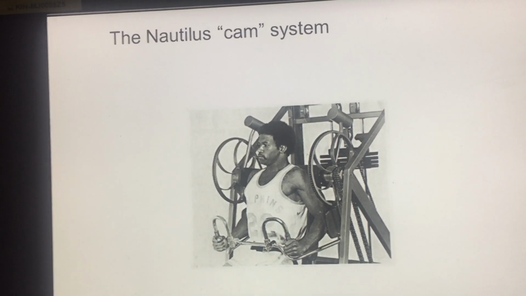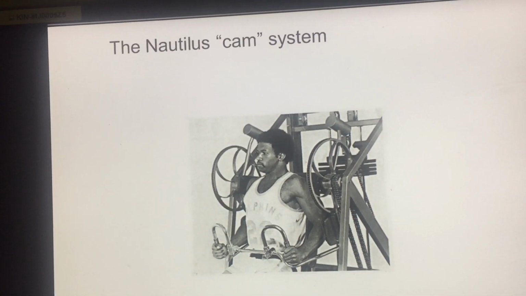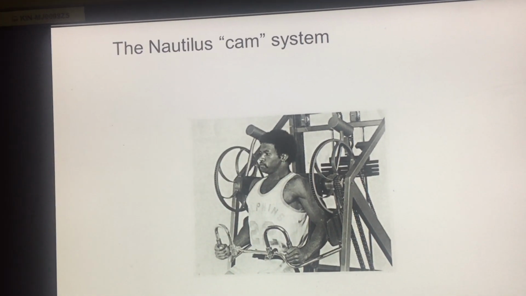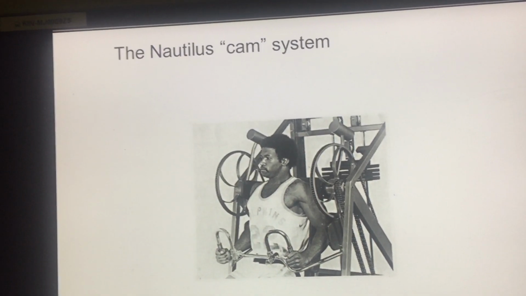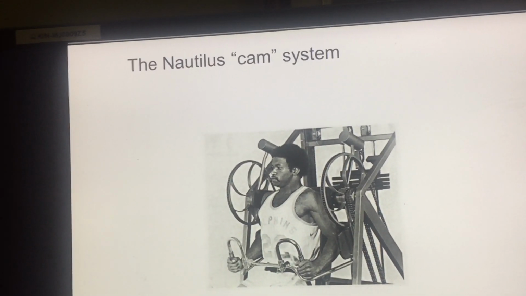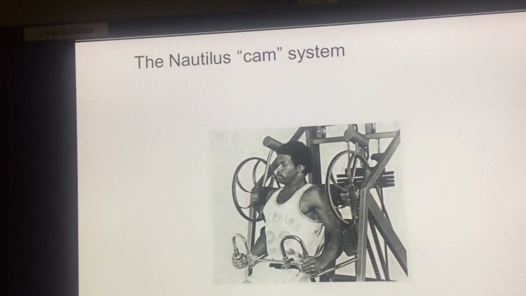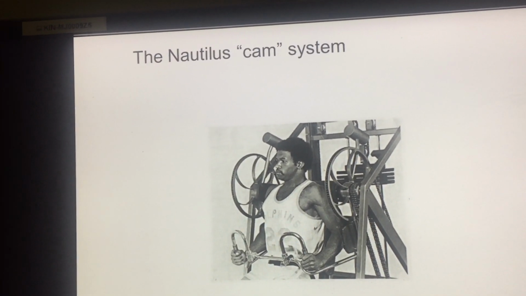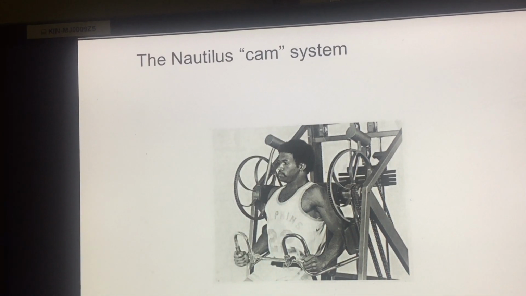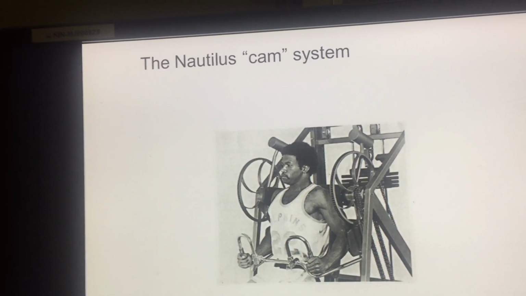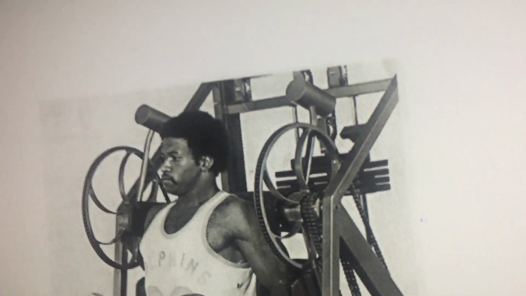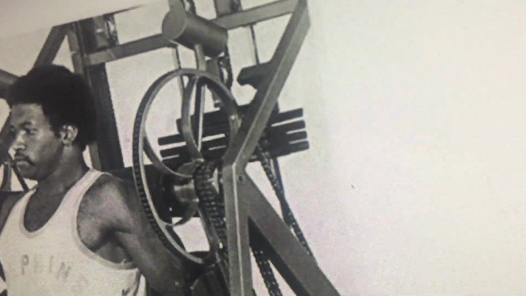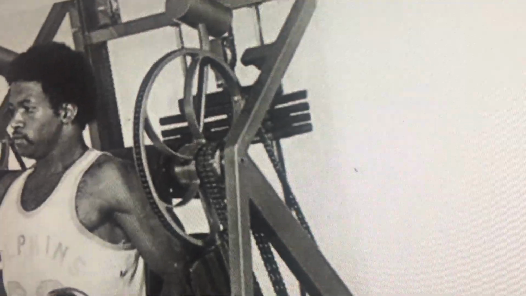Different weight training machines have been designed to accommodate this change in your ability to generate force throughout your range of motion. A classic example is the Nautilus cam system. And you'll see this cam system on a variety of machines, including a lot of the machines down in the pack. You notice that the cam system uses this weird looking pulley system, where it's not a round pulley, but more of an ellipse.